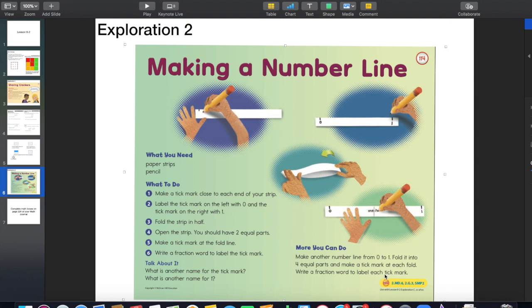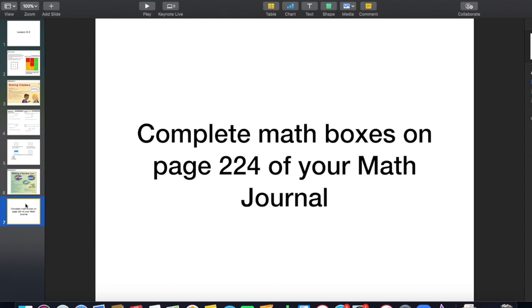More you could do: you could make another paper strip and label it 0 and 1 at the ends, fold it into 4 equal parts, and make a tick at each fold. Write the fraction word to label each tick mark. If you'd like, when you finish making your number line, you can post a picture of it to Seesaw. After you finish working on today's explorations, please complete the math boxes on page 224 of your math journal.